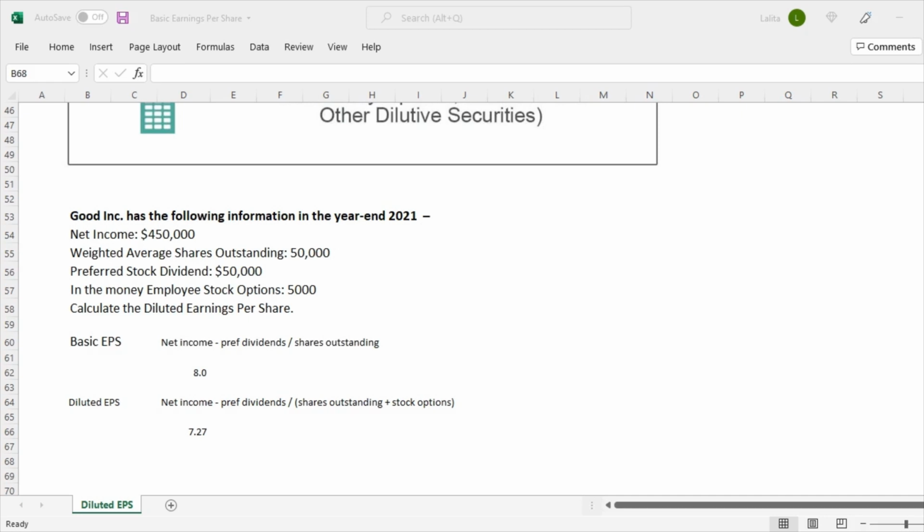Likewise, how do we calculate the in the money stock options? If there are 100 stock options, how many are in the money? You basically use the treasury stock method to do that. We haven't discussed that here yet. So that's a limitation of this whole calculation.